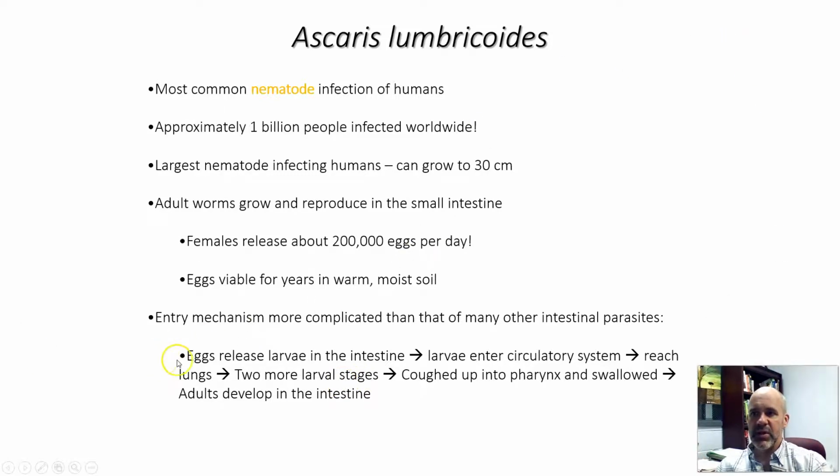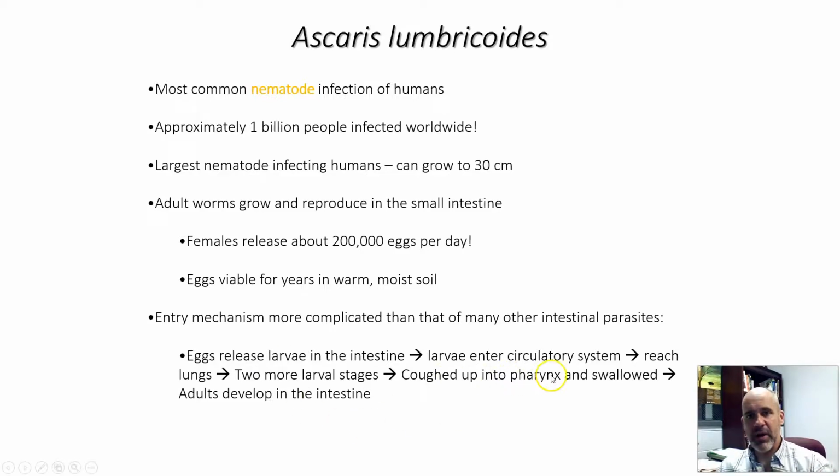With Ascaris, you wind up swallowing the eggs, and the eggs release the larvae in the intestinal tract. And then the larvae actually leave the intestinal tract. They enter the blood. The blood carries them to the heart. The heart pumps them through the pulmonary arteries into the lungs. And they get into the alveoli, the air sacs in the lungs. And they go through 2 more stages. They're morphing around in there.